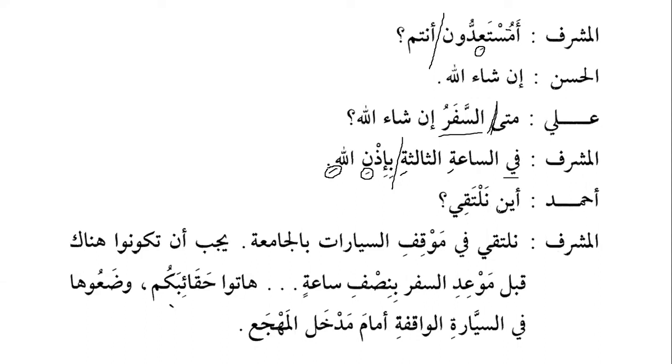Okay. Ahmad: Aina naltaqi, where do we meet? Iltaqa yaltaqi iltiqa'an, to meet. Aina naltaqi, where do we meet? Al-mushrif, the supervisor: Naltaqi fi mawqif as-sayyarati bil jami'ati. All right, so as we can see here now, mawqif. This is on the pattern of waqafa, maf'il. Waqafa yaqifu, maf'ilun. So why is it on the pattern of maf'ilun?